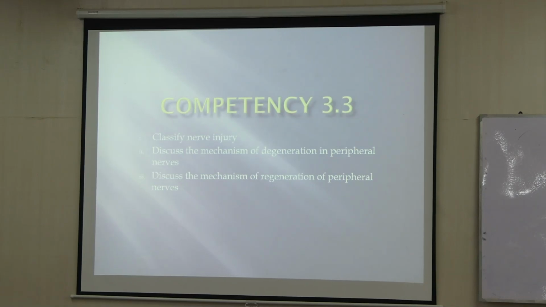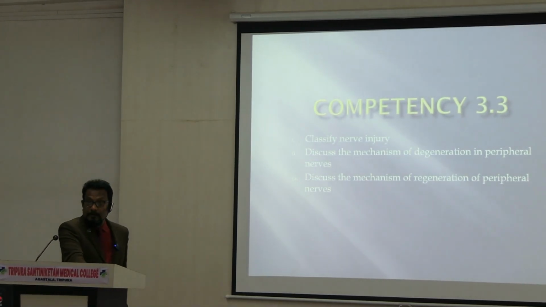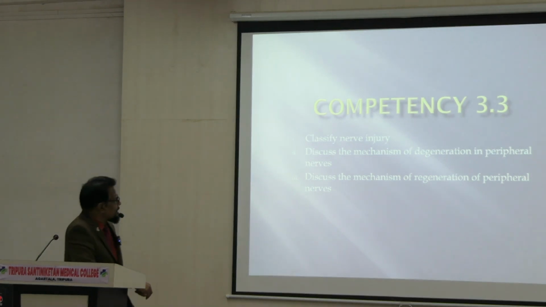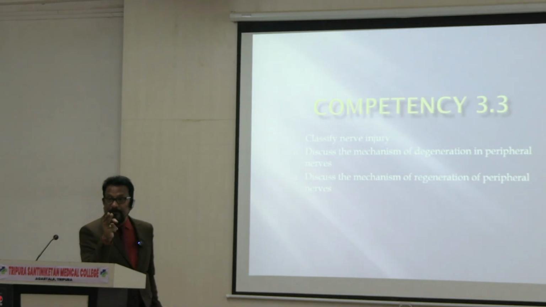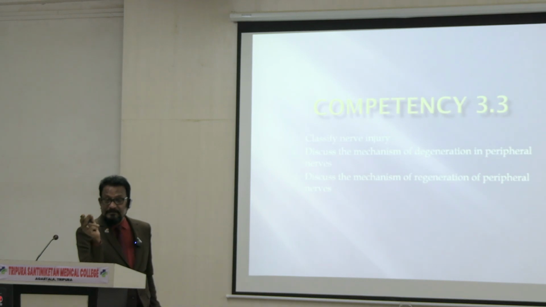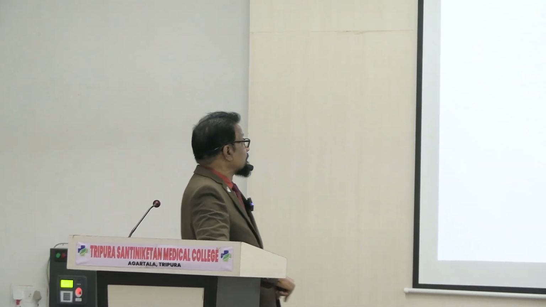So now I will be starting with competency 3.3. We'll learn today nerve injury and how these are classified. Then we'll be learning degeneration. When a nerve fiber is injured, it undergoes various pathological changes along the nerve fiber. What are these pathological changes, how do they take place, what are the different steps? That is the mechanism of degeneration of peripheral nerves.